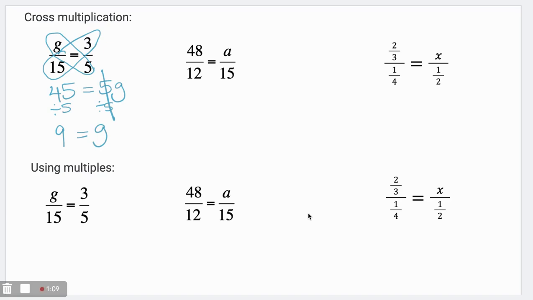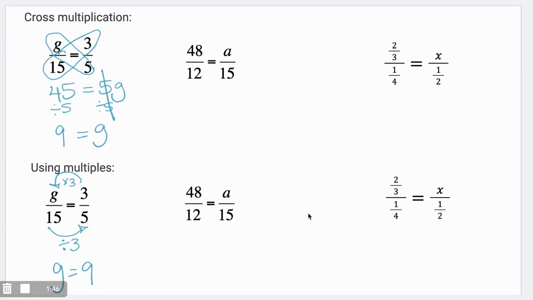If you use multiples, you would say to get from 15 to 5, I need to divide by 3. So now I'm going from 3 to g, which is the opposite direction I went here, because I'm moving to the right at the bottom, but I'm moving to the left at the top. So since I'm going the opposite direction, I would do the opposite operation. So instead of dividing by 3, I'm going to multiply by 3. So 3 times 3 is going to give us 9. So g equals 9.